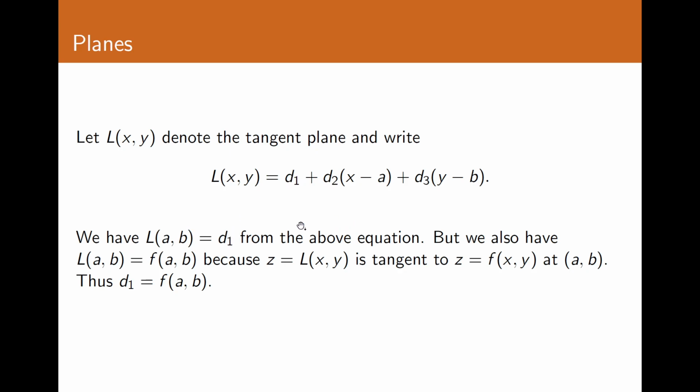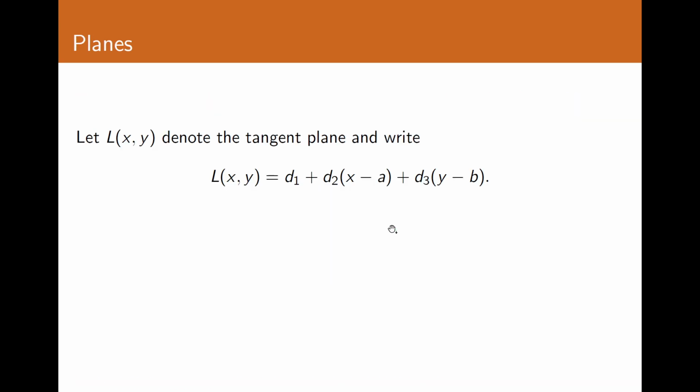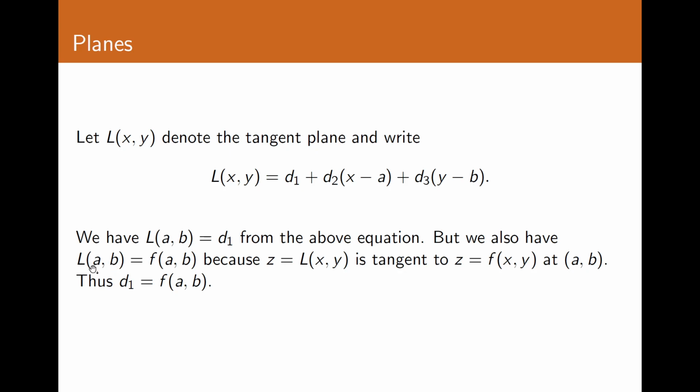On the other hand, though, we saw on our picture above that L of (a,b) and f of (a,b) have to be the same because they're tangent at that point, so they go through that same point. So we also have L of (a,b) is equal to f of (a,b). So if it's equal to d1 and it's equal to f of (a,b), that tells us d1 is equal to f of (a,b). So we figured out this term here. That's the value f of (a,b).